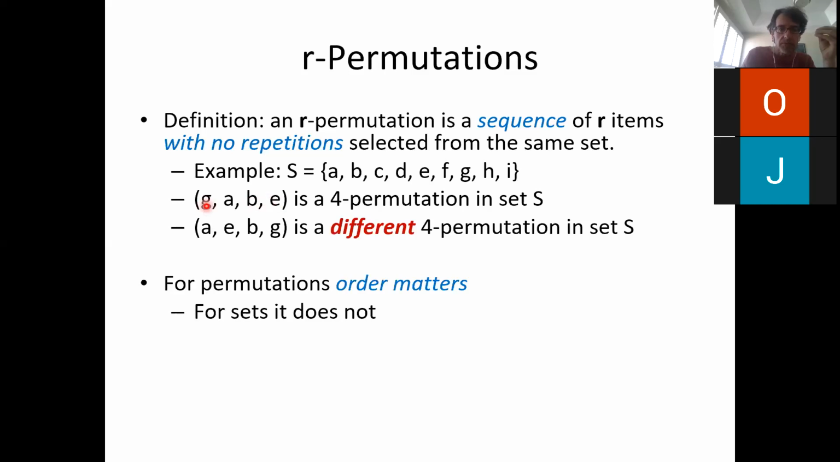In other words, once the first element is chosen, these elements are all chosen from a reduced set. The second element can be anything from here except this one. And the third element is chosen from an even more reduced set. It's S, but with G and A kicked out. Okay.